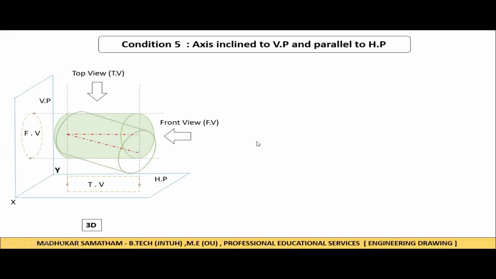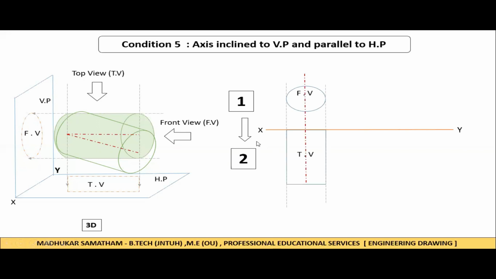Now we will draw the 2D diagram for the solid which has its axis inclined to VP and parallel to HP. As we are aware, we should start the diagram from the base shape. So here we start at the front view. First we will draw the front view and top view of the solid whose axis is perpendicular to VP and parallel to HP. So this will be the top view and front view. You can see on the screen.